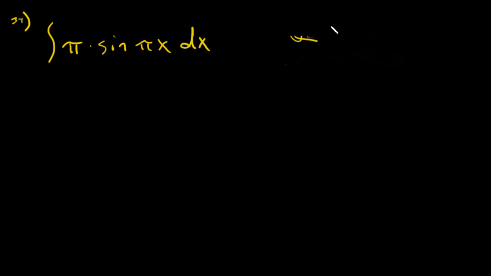What if I chose for my u... All right, so what if I made my u pi x? What is du then? Well, du is just pi dx, right? Because the pi is just like a 2. If the u had been 2x, the du would just be 2 dx. So we can now do our substitution over here.